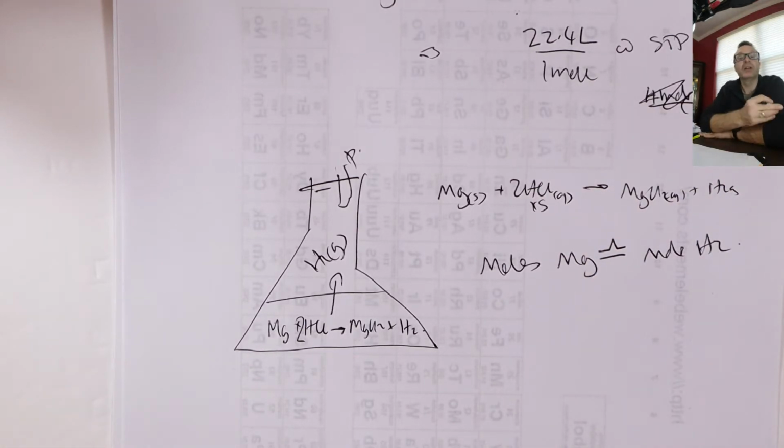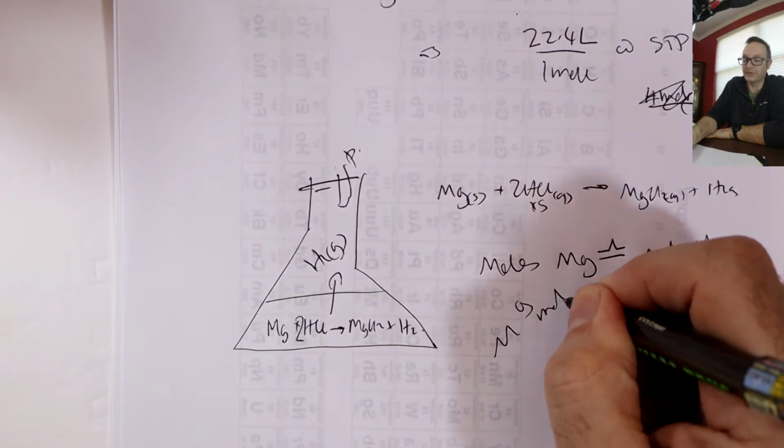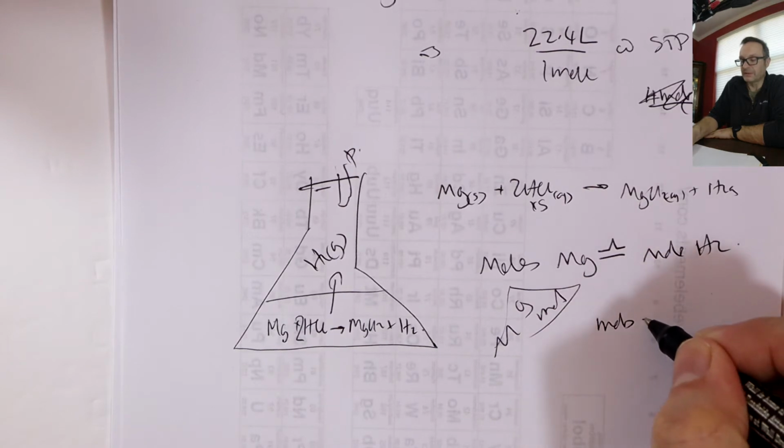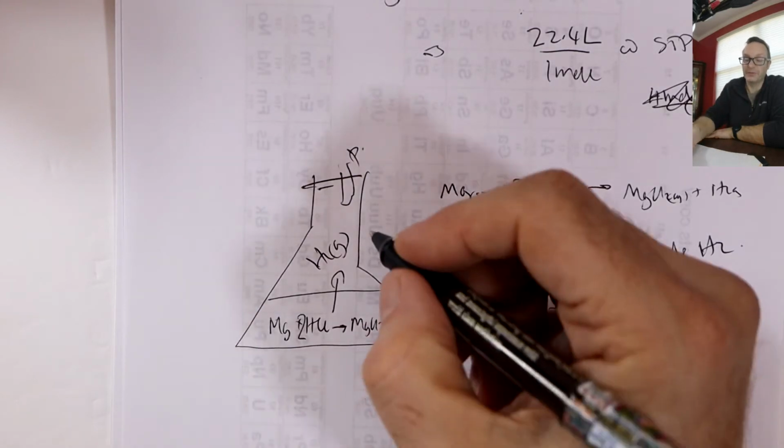So all you do is, if you've got grams of magnesium, molecular weight, grams and moles, moles is grams over molecular weight. Take the mass of magnesium, divide it by the molecular weight of magnesium. I think it's somewhere around 24, let's look on the periodic table. That gives you the moles of magnesium, and that completely reacts to give you the same number of moles of hydrogen. Great, so we know how many moles of hydrogen are in here.